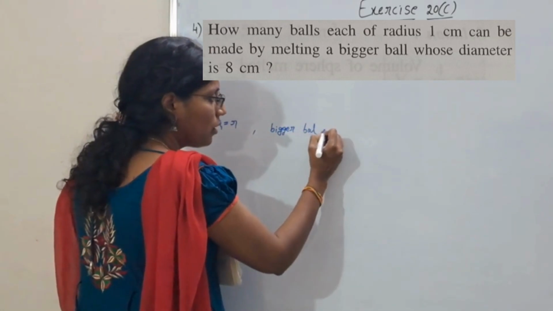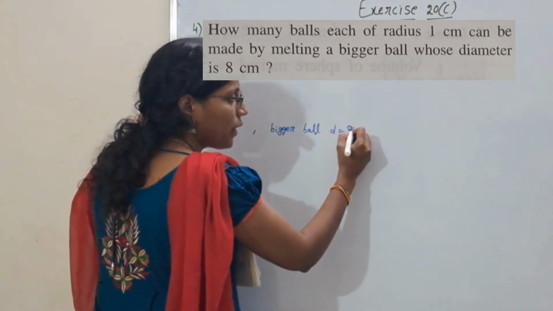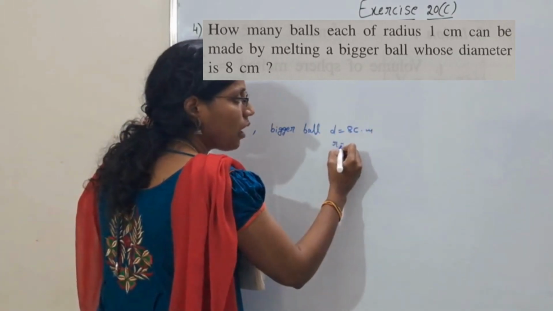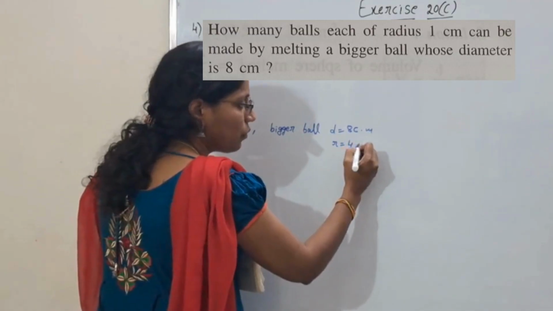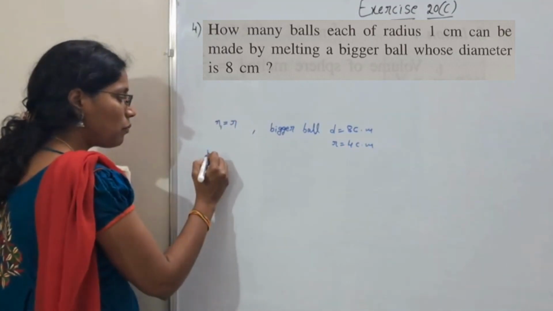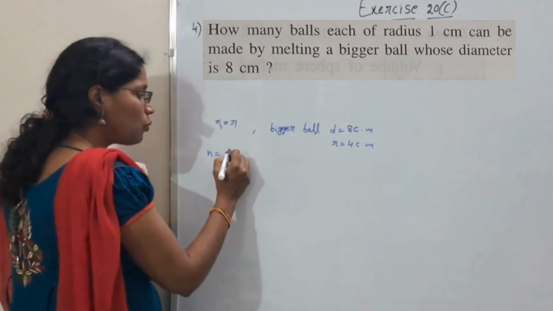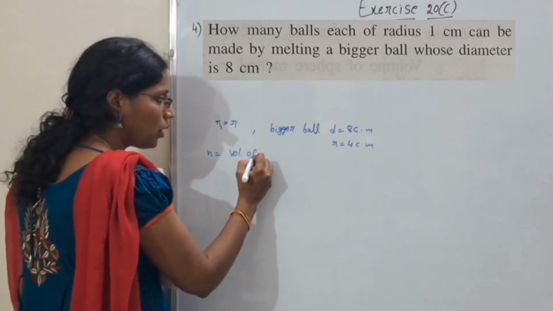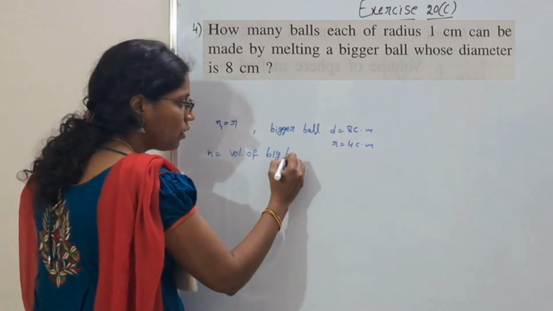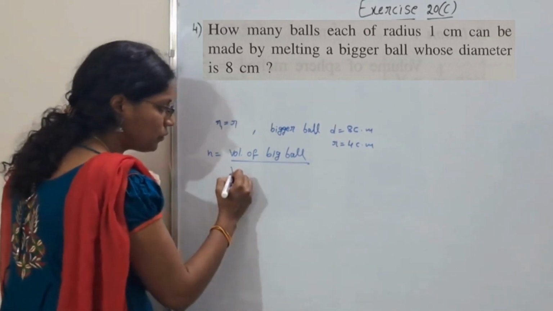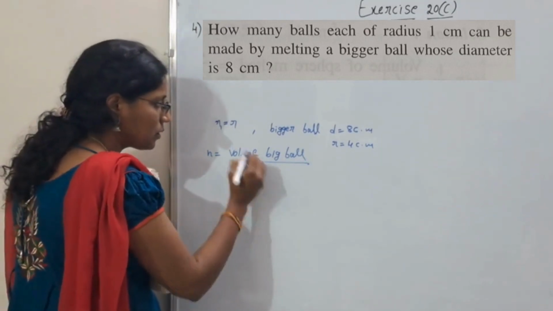Bigger ball diameter is equal to 8 centimeters. Radius is half of the diameter, 4 centimeters. Number of balls we have to find out: volume of bigger ball by volume of small ball.